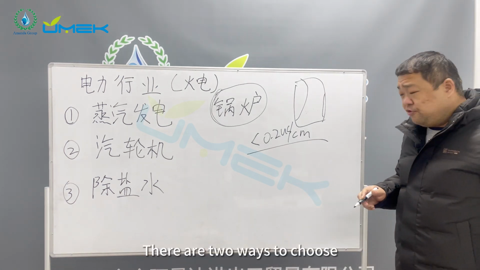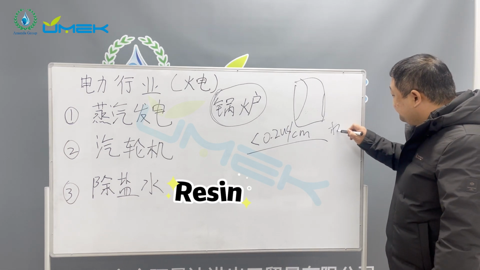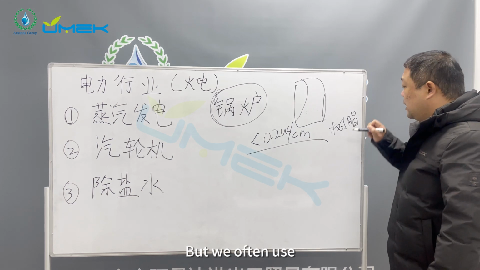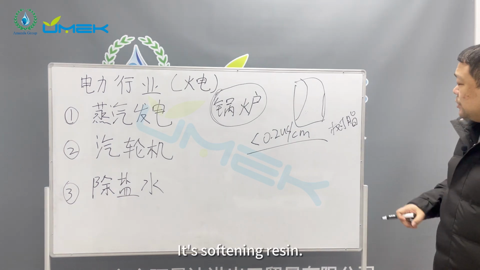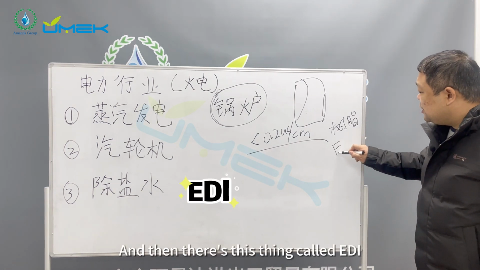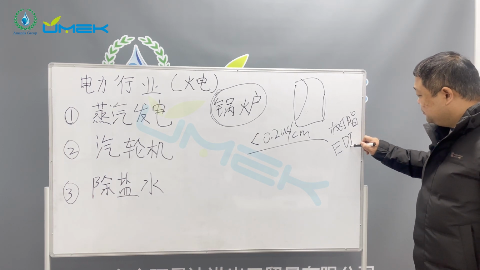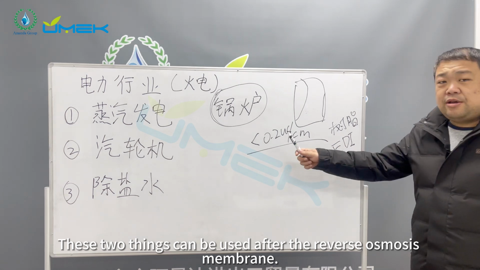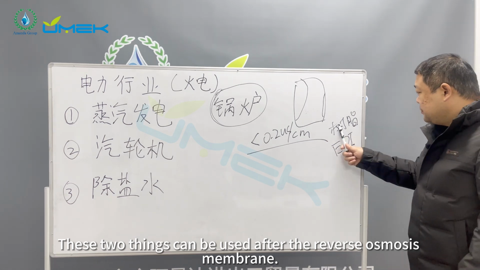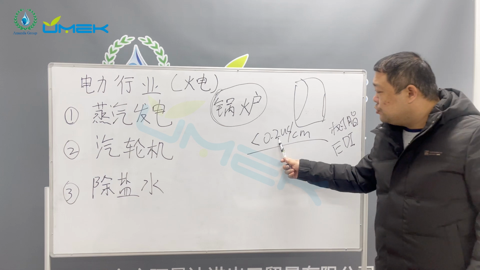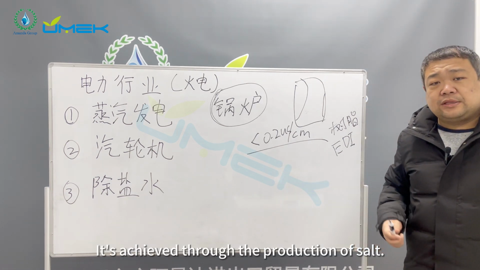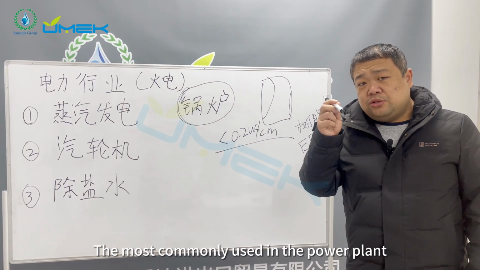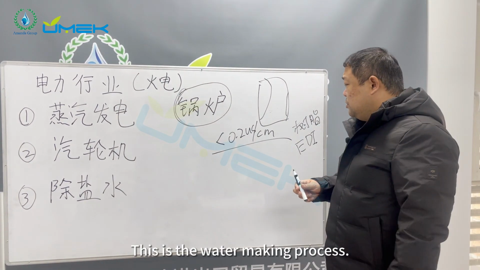There are two ways to choose. One is resin. We still know this better, but what we often use is softening resin. And then there's this thing called ED. These two things can be used after the reverse osmosis membrane to achieve deep salt removal, most commonly used in the power plant. This is the water making process.